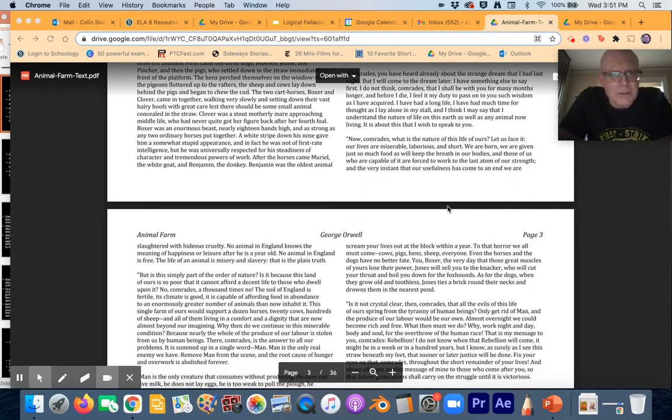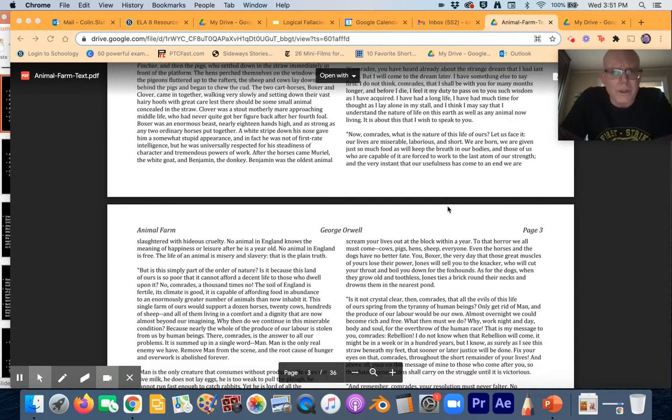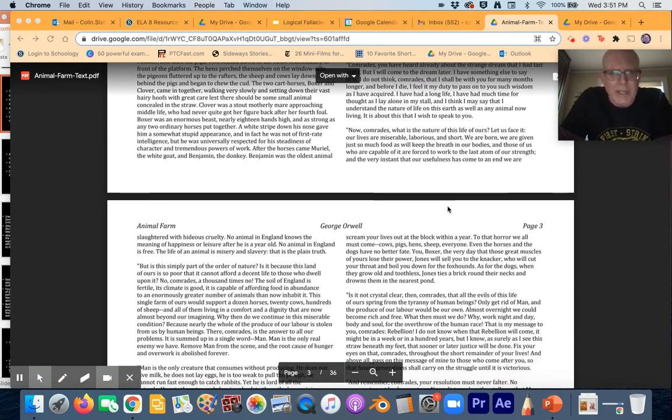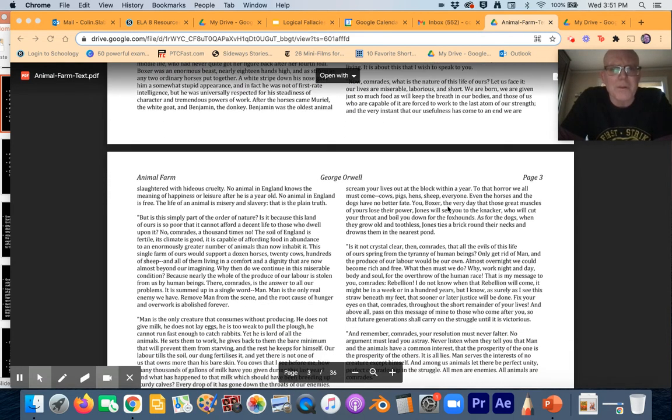No animal in England knows the meaning of happiness or leisure after he is a year old. No animal in England is free. The life of an animal is misery and slavery. That is the plain truth.